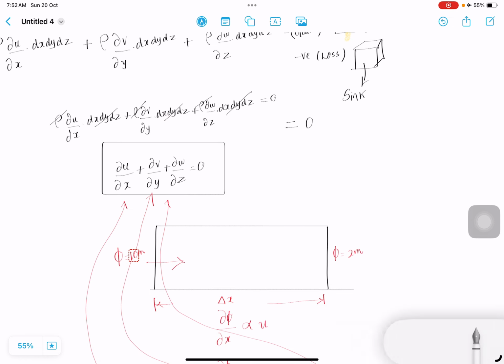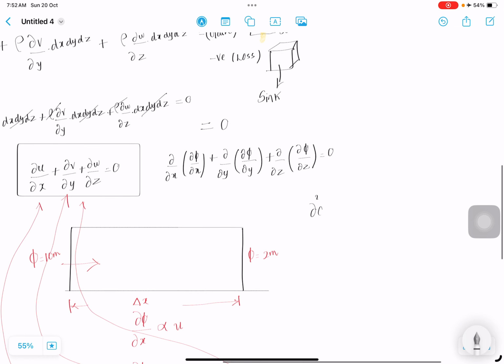Let us try this. If I just plug the values of u, v, w, this equation becomes dou by dou x, and the value of u is dou phi by dou x, plus dou by dou y, and the value of v is dou phi by dou y, plus dou by dou z into the value of w, which is dou phi by dou z, is equal to 0. So this equation can further be simplified into dou square phi by dou x square plus dou square phi by dou y square plus dou square phi by dou z square is equal to 0.